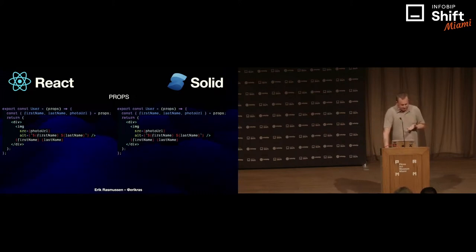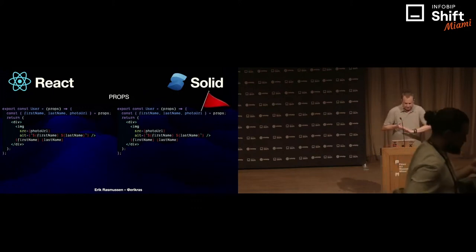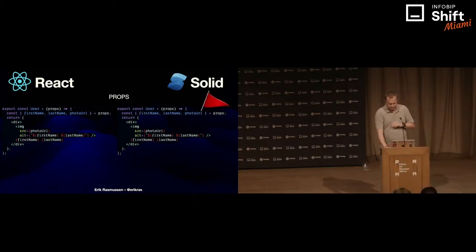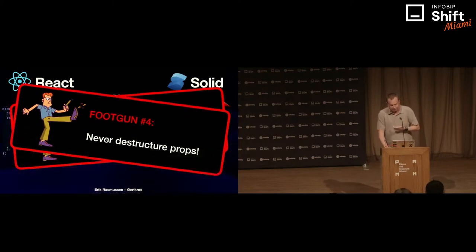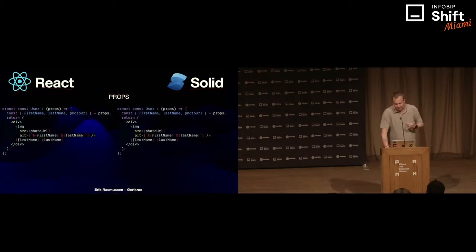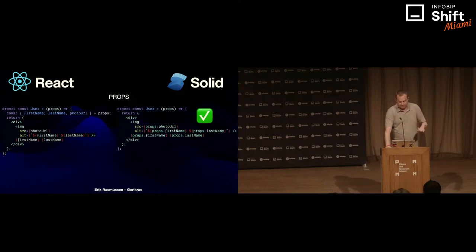So now that you know this, this line is a big red flag, because we are breaking footgun number 3. We are getting the value of a signal before our JSX. And I'm going to go ahead and hoist this to its own footgun of never destructure props. So now that we know this, the way that you fix this is you just use the props object in your JSX, and you get rid of the destructuring.